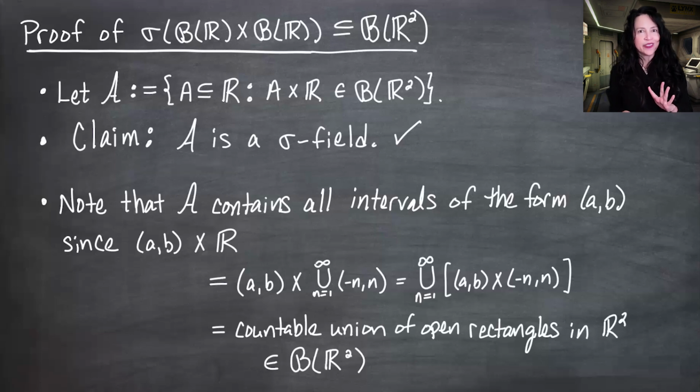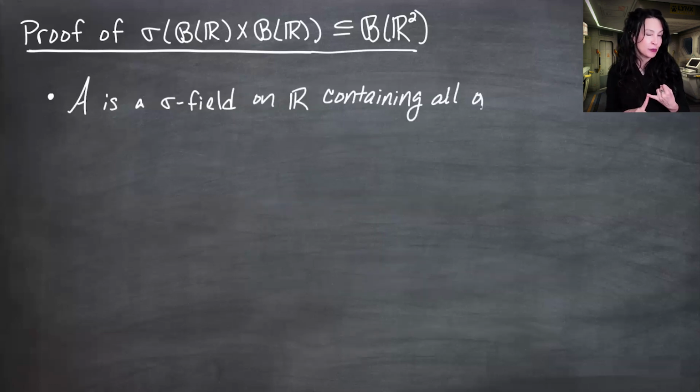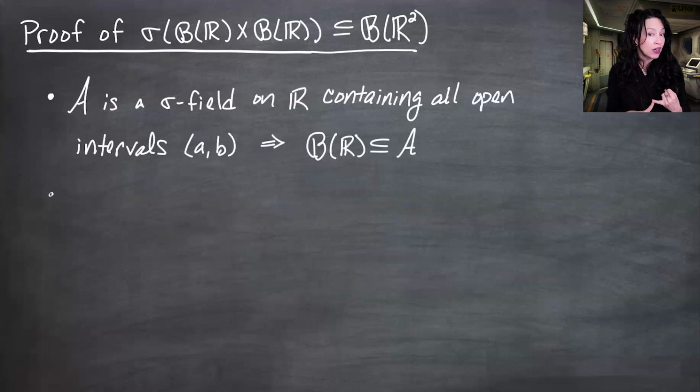Let's bring it on home. This part of the proof has gone on entirely too long. We have established that curly A is a sigma field on R. It contains all open intervals, of the form open A to open B. This means that the Borel sets on R must be contained in curly A, because the Borel sets on R is the smallest sigma field that contains these open intervals on R.